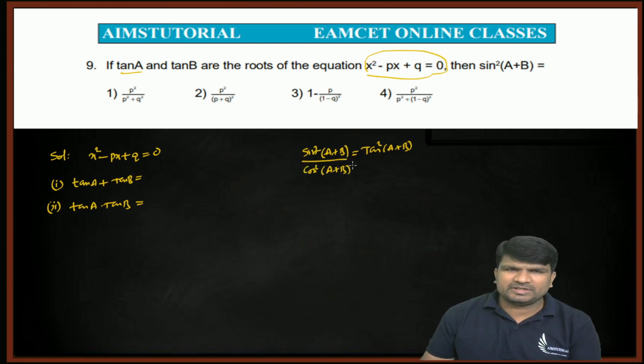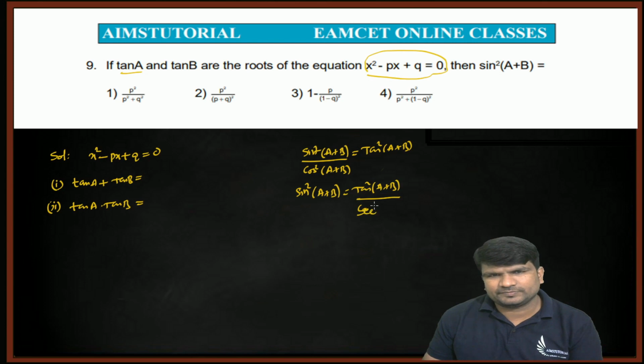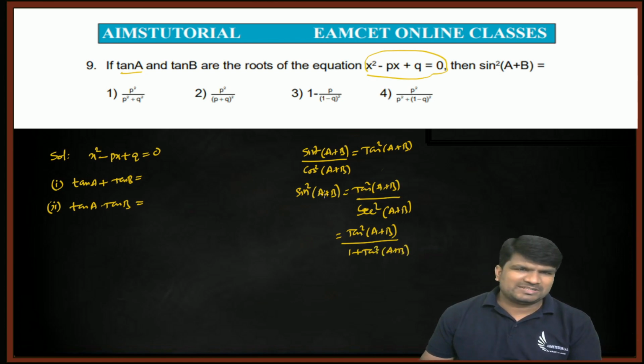Okay, from this one, if you make sine square a plus b as subject, sine square a plus b becomes tan square a plus b into cos square. Cos square means one by secant square. The reciprocal of cos square is secant square. And what about the formula of secant square? It is 1 plus tan square. So sine square a plus b means tan square a plus b by 1 plus tan square a plus b.